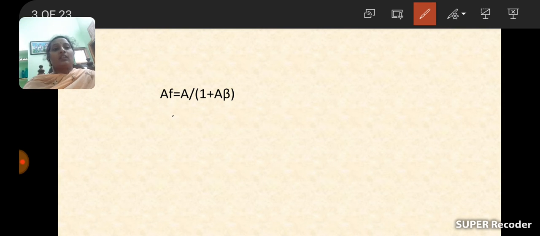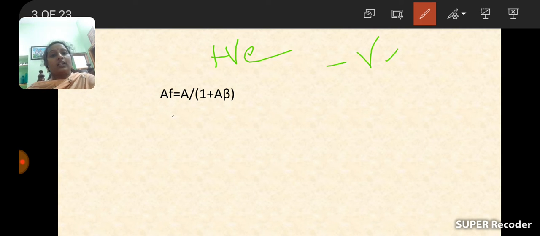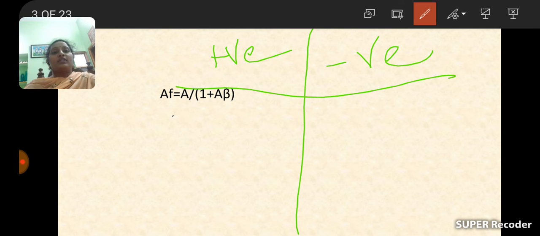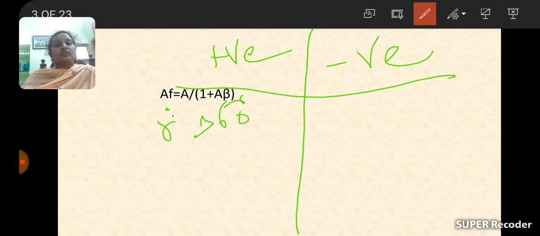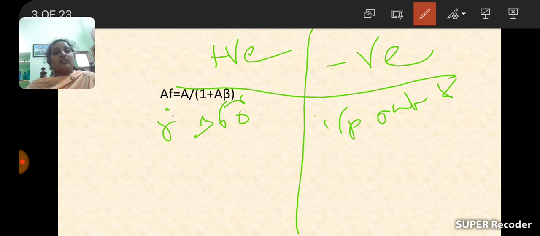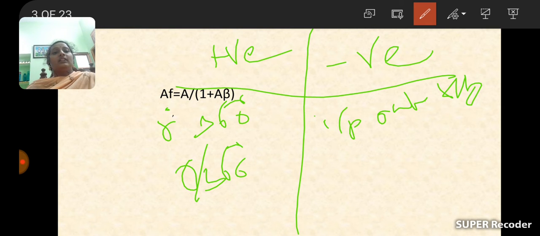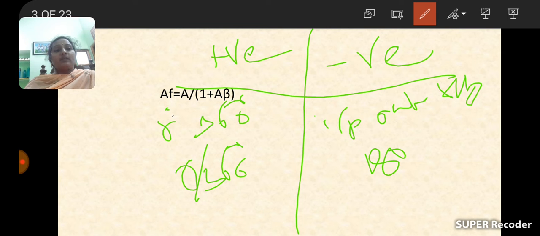In our last class we also discussed the differences between positive feedback and negative feedback. As I said, in positive feedback the input signal and feedback signal are maintained in phase, that means 0 or 360 degrees. If the input signal is out of phase with the feedback signal, that is called negative feedback. Here the phase shift is 0 or 360 degrees, and here the phase shift is 180 degrees, because it is out of phase now.